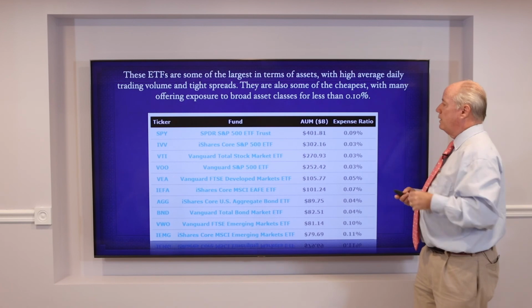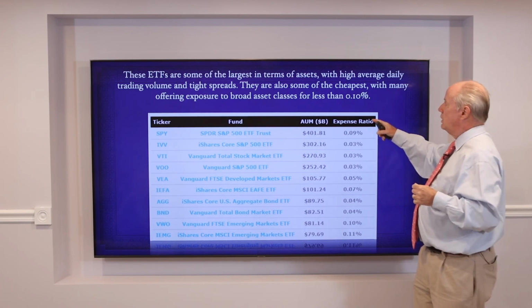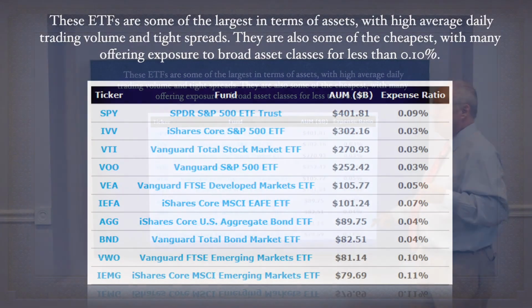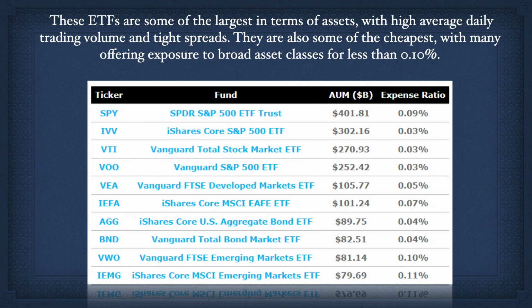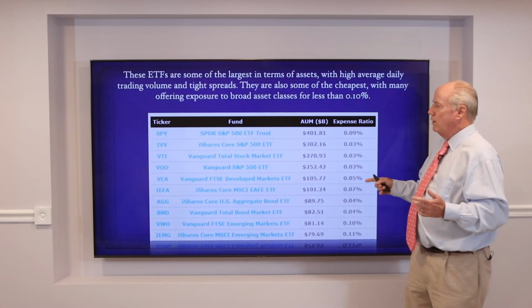So when we look at the expense ratios of some of the largest ETFs in terms of asset sizes, you can see how small they are. A lot of times a mutual fund might have 1%, 1.2% fees annual during the year, but these are down to 3/100ths of 1%, 9/100ths of 1%, really small.